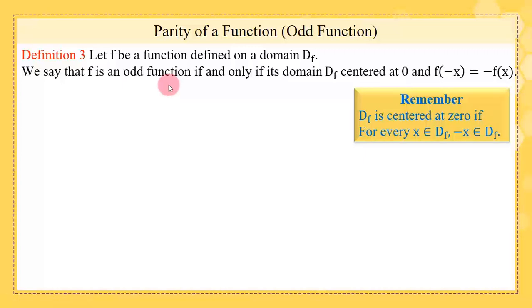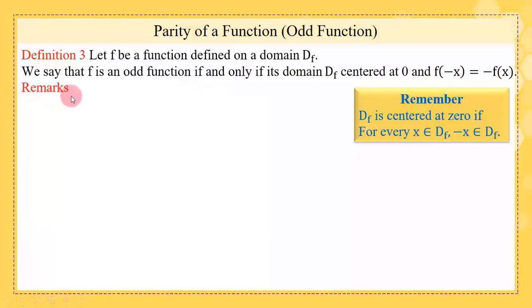The first condition, its domain must be centered at 0. As we remember from before, a centered interval is an interval such that for every x belongs to D of f, minus x also belongs to D of f. This is the first condition. The second condition, f of minus x must be equal to minus f of x.